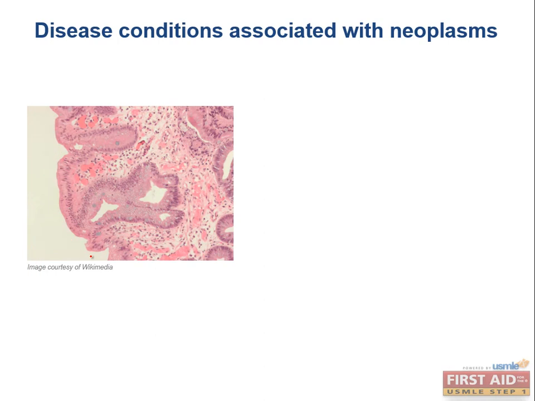I just said it. What's the name of that transformation? That was metaplasia. We saw it earlier. Where did we see it? In the bronchus of the lung. We talked about that. All right, so that's metaplasia.